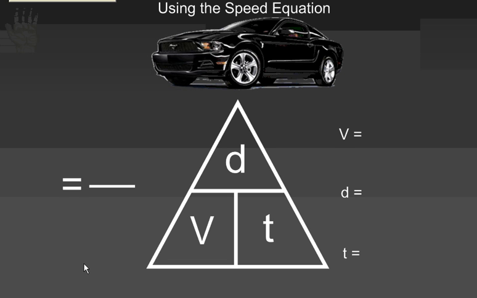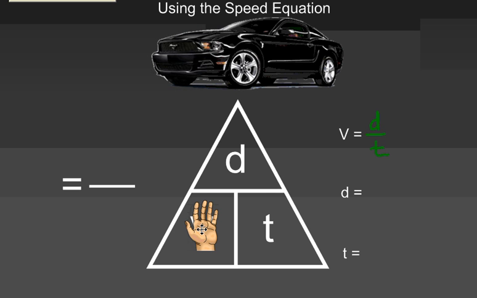Now, what we tell the kids to do is cover up the variable that you're looking for with the hand. So if it's asking for velocity, we would go ahead and cover up the V. Now I'm just going to have this little hand here to help me out. So if we're looking for velocity, we're going to cover up the V. Now what are we left with? We're left with distance and time. The distance is over the time, so V equals D divided by T. So if it's asking for the velocity, you're going to go distance divided by time.